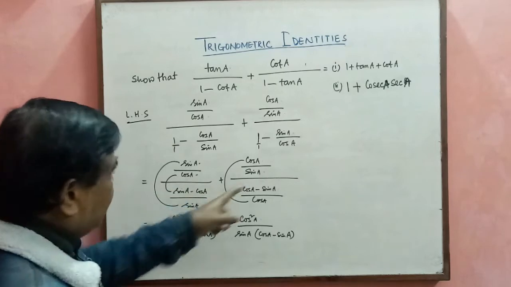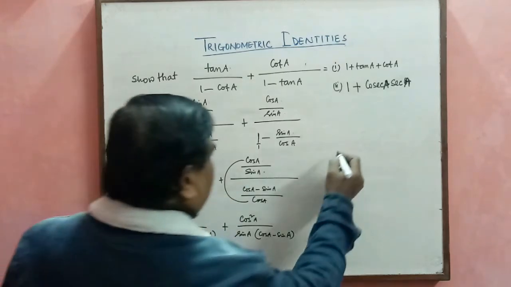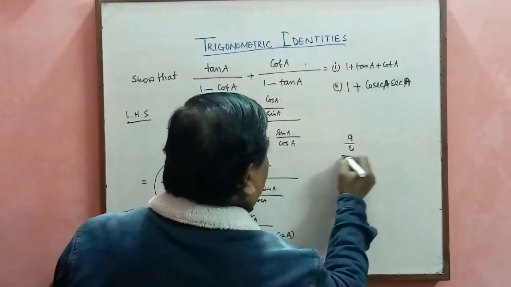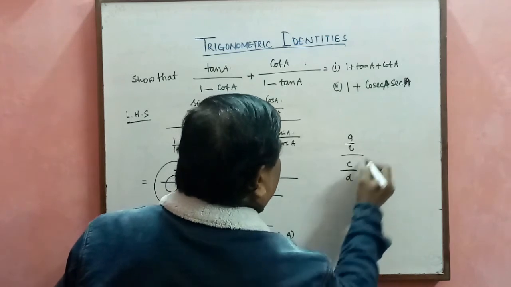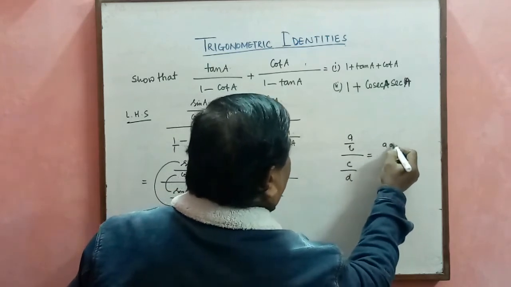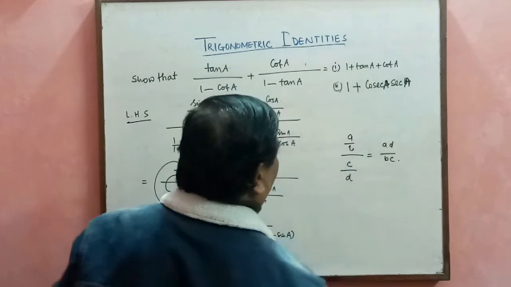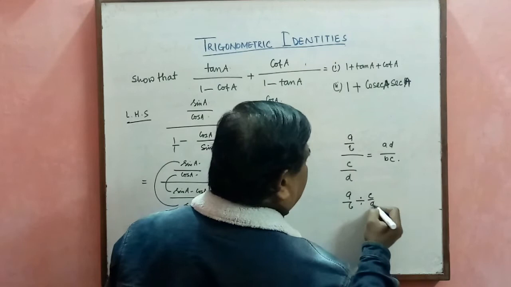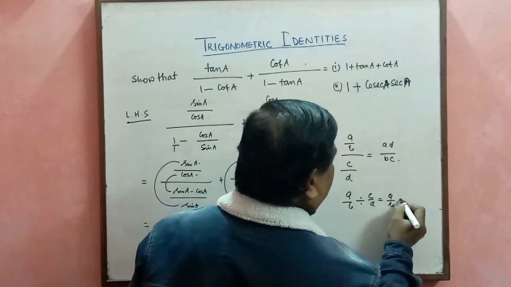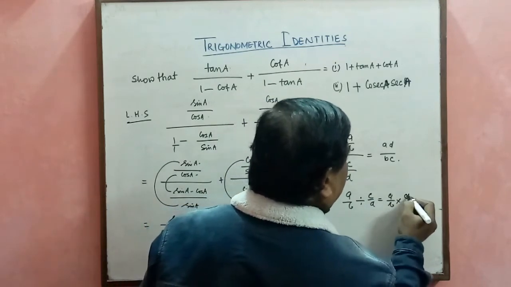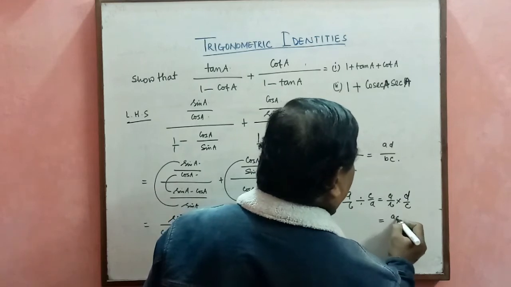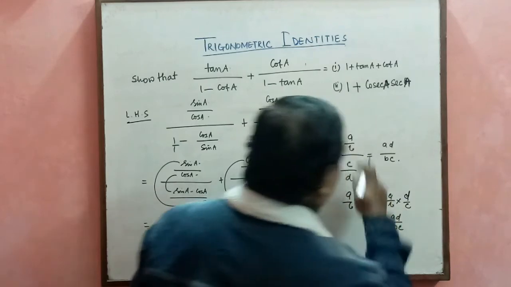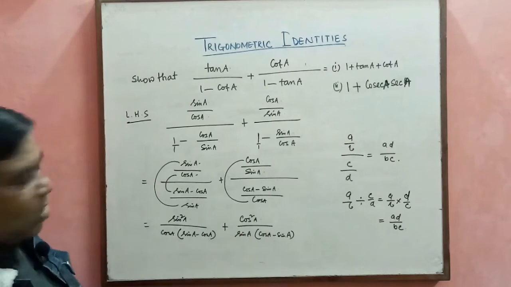How I have solved this one, if you want to know, so you come here: A upon B upon C upon D. This can be written as AD upon BC. How? A upon B divided by C upon D is equal to A upon B into D upon C. So this is your AD upon BC. This way we can solve this one.